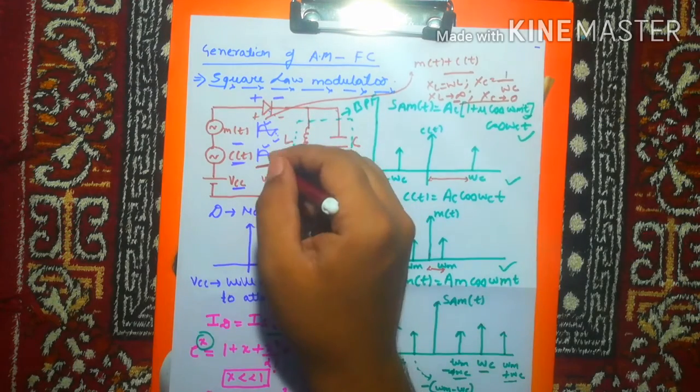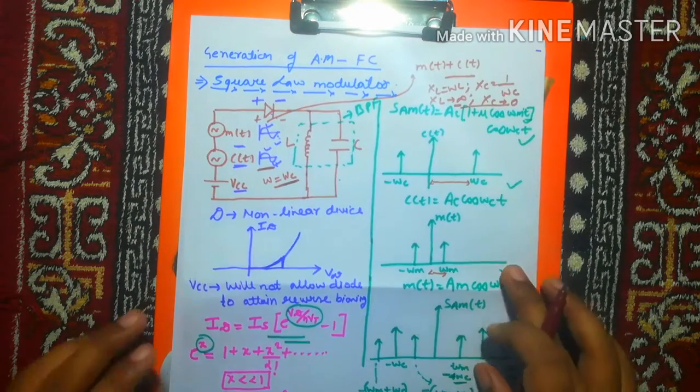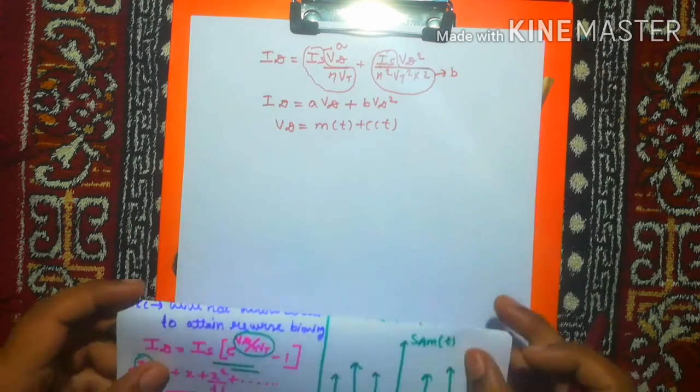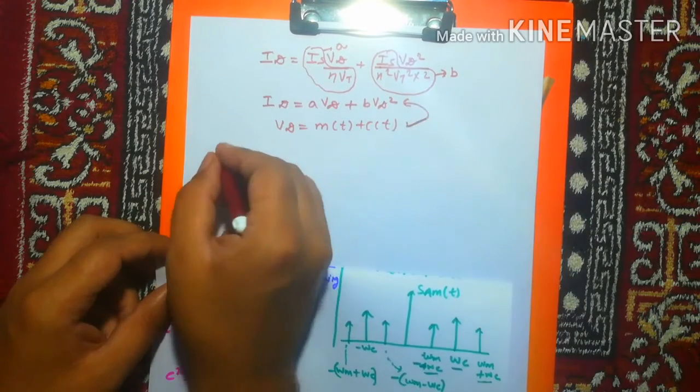Okay, so if you put KVL here, KVL comes out to be Vd is equal to Mt plus Ct. Vd is equal to Mt plus Ct. This equation I write here. Okay, now let us put this equation here.